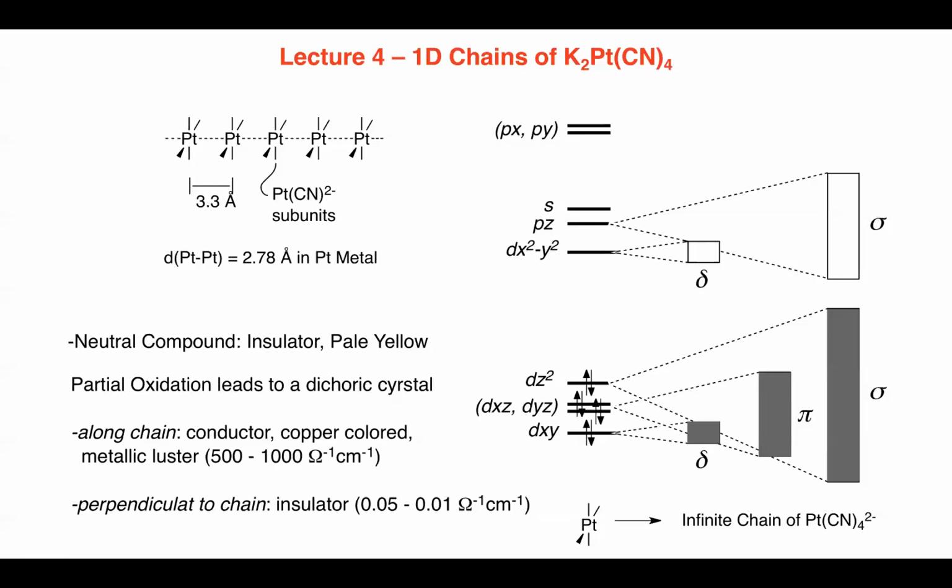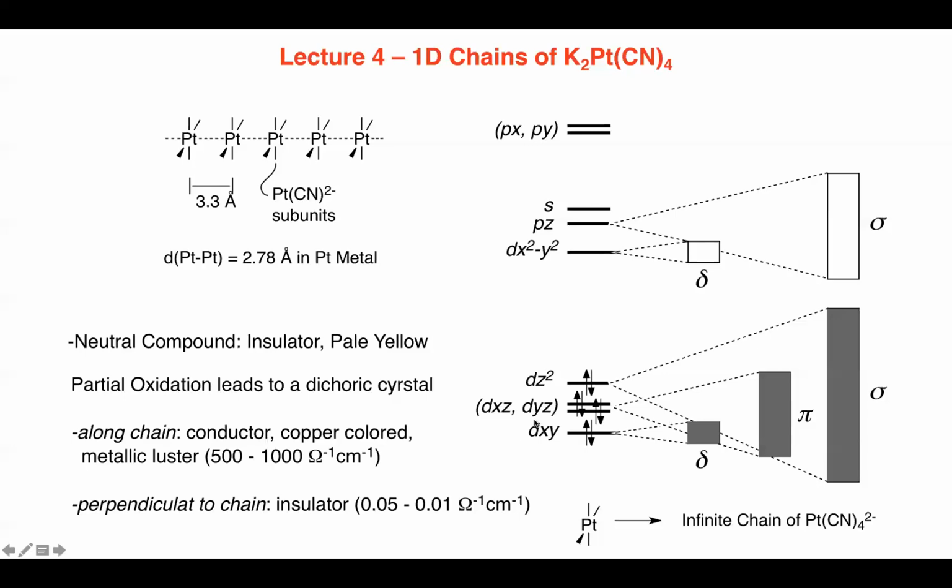Now, if you consider how each of those tetracyanoplatinate fragments interacts along the chain, you end up with a bunch of different bonding possibilities. Let's first talk about the sigma bonding combination. Along the chain, you have z squared. Z squared is pointing at the neighboring platinums, and so you can imagine two dz squared orbitals pointing at each other and making sigma bonds.